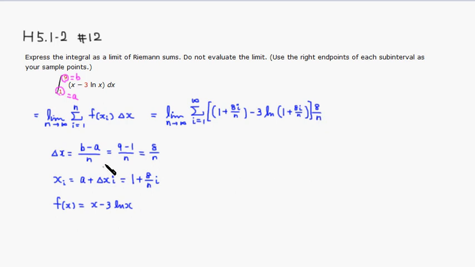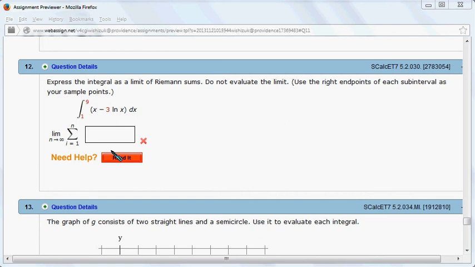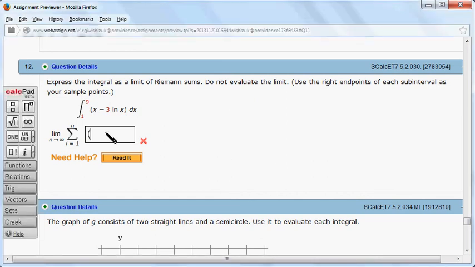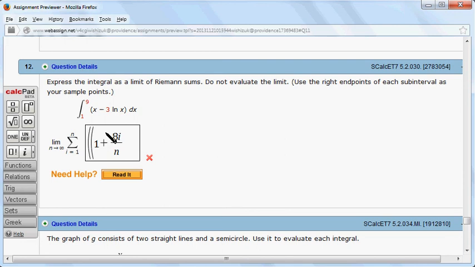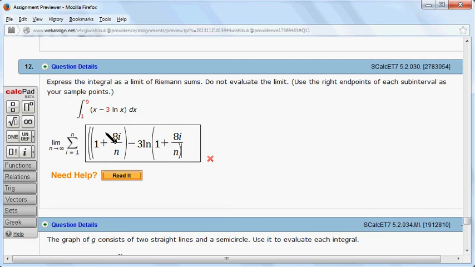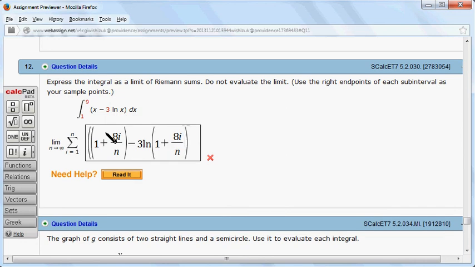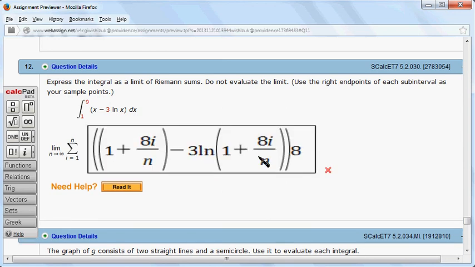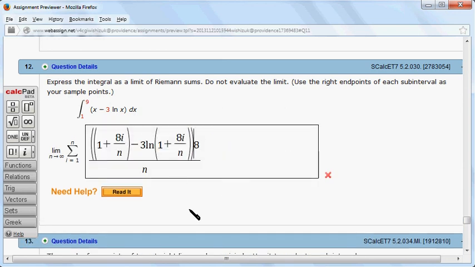So let's type it in. The answer is: parenthesis, another parenthesis, 1 plus 8i over n, parenthesis, minus 3 natural log of 1 plus 8i over n, parenthesis, and times 8 over n. All right, so that's that.